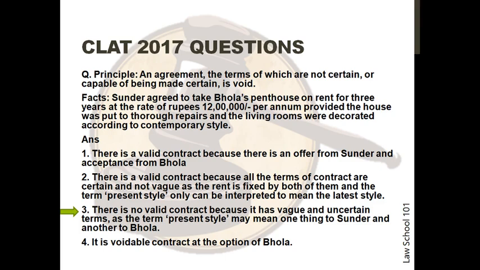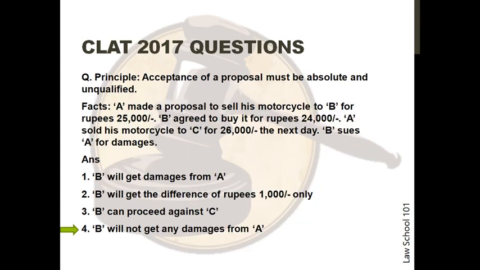The correct answer choice is option 3. A contract's terms must be specific. Contemporary style is not only in itself vague, it is also incapable of being made certain. Hence, there is no valid contract. Had the parties decided on a particular design or color of repair or something more specific in nature, the contract would have been valid. Let's move on to the next question.